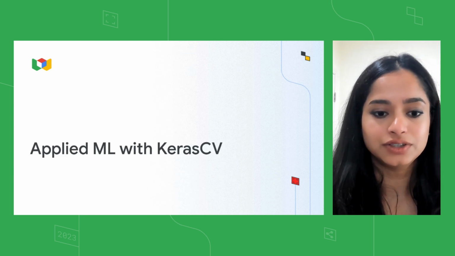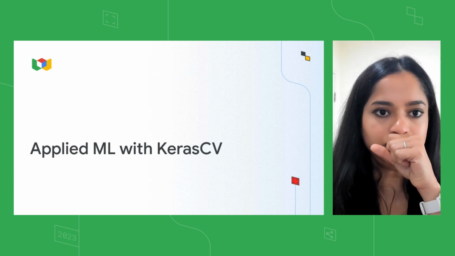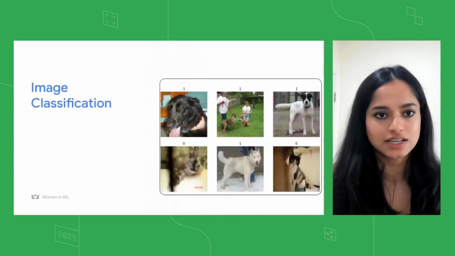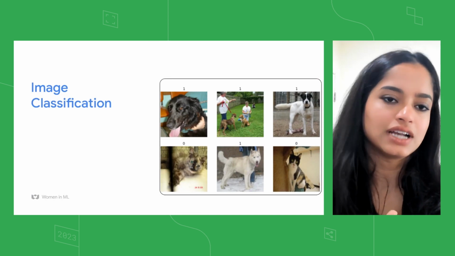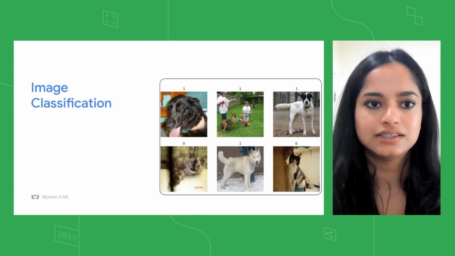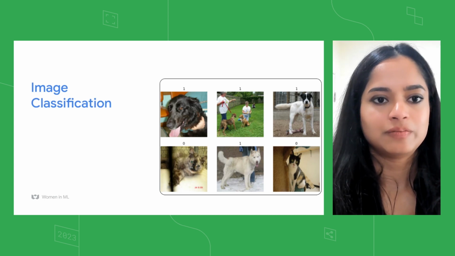Let's check out what we can do with KerasCV. So let's start with image classification. In this example, we would like to classify images as cats, a negative label, or dogs, a positive label.